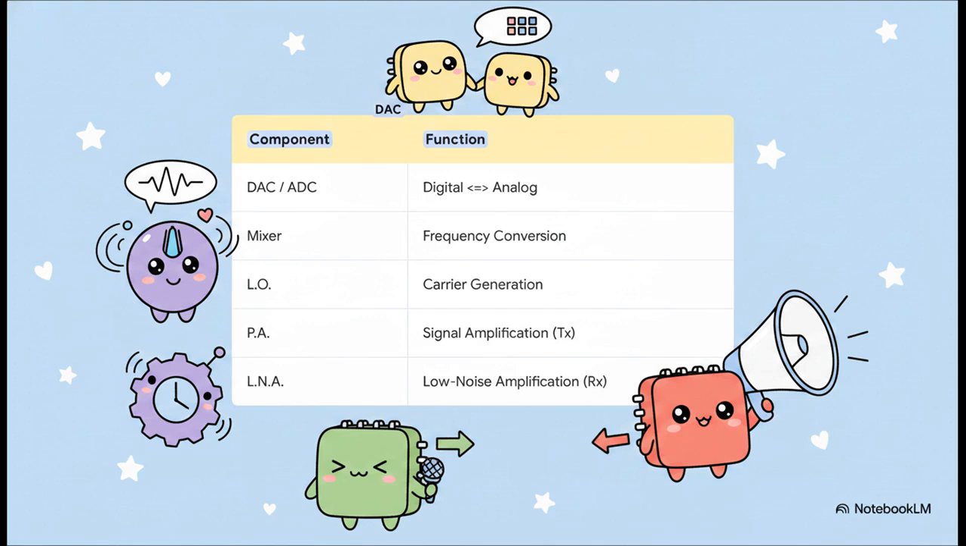So let's run through the all-stars again real quick. You've got the DAC and ADC. They're the translators between digital and analog. The mixer is your frequency shifter, moving signals up and down the spectrum with help from the local oscillator. And then you have your two amplifiers, the power amplifier for shouting really loud and the low noise amplifier for listening really carefully. Each one has a totally vital role to play on the team.